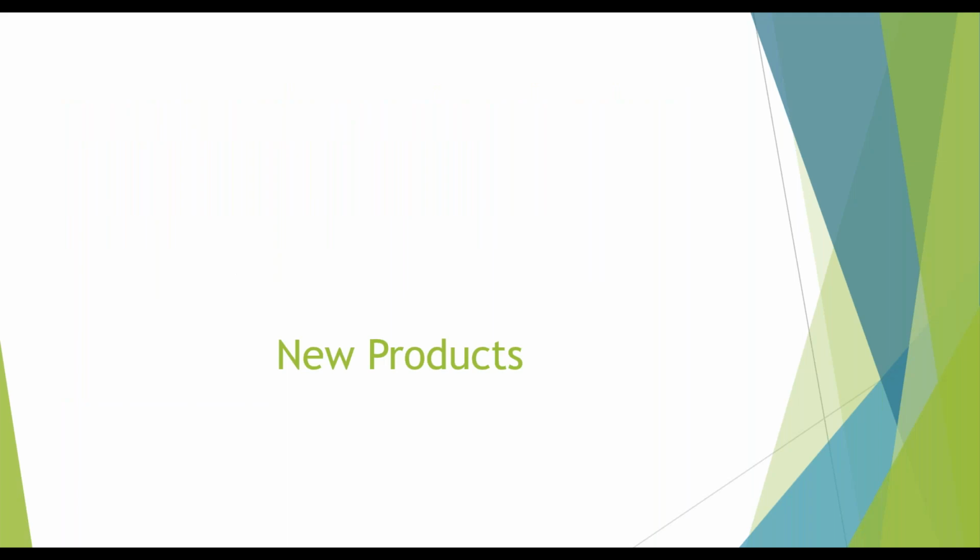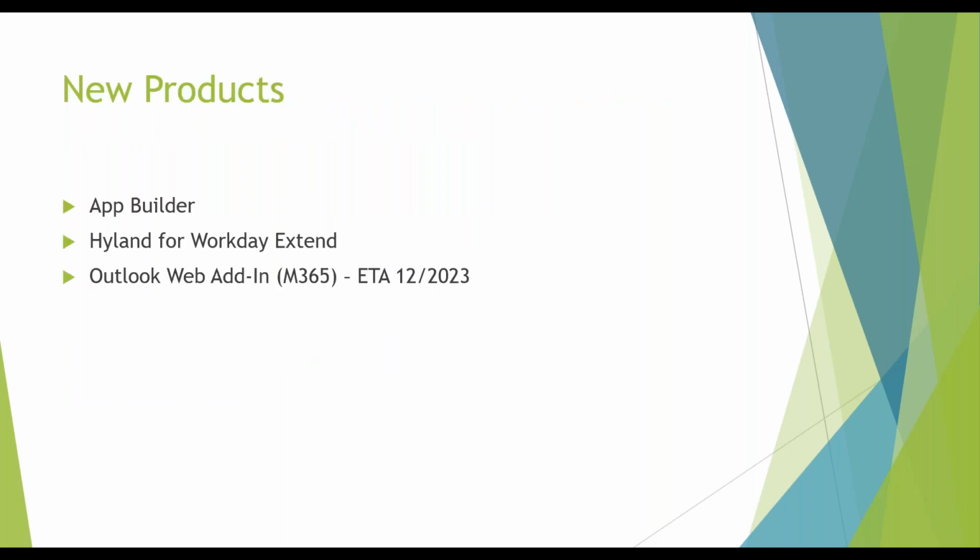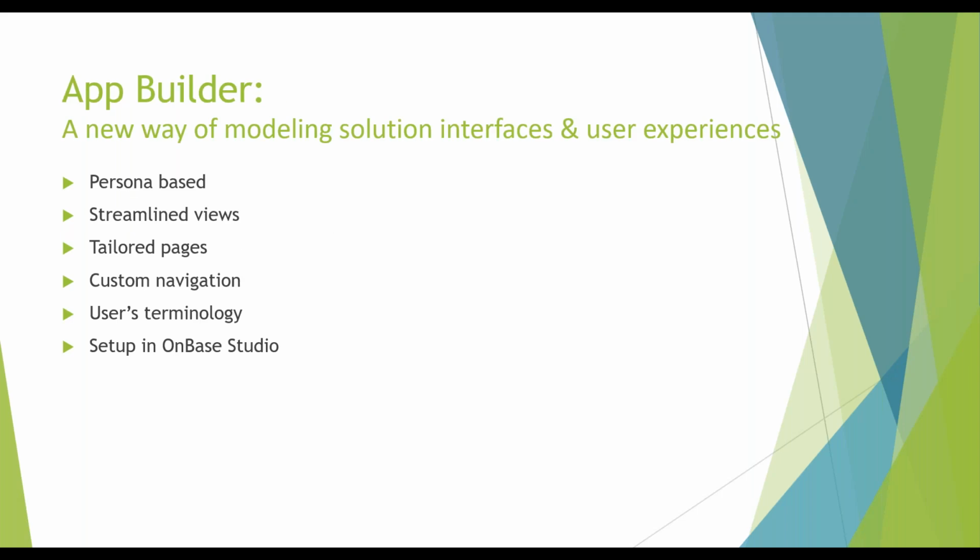Jumping right in, new products. There are 3 new products introduced for 23.1 that we're pretty excited about: App Builder, Hyland for Workday Extend, and Outlook Web Add-in for 365. So what does that mean? App Builder, what is it? It's a new way of building OnBase solutions so that you don't have to push out the entire Unity client or the entire web client.